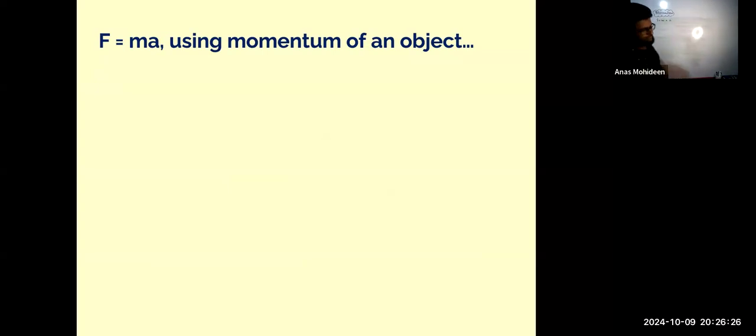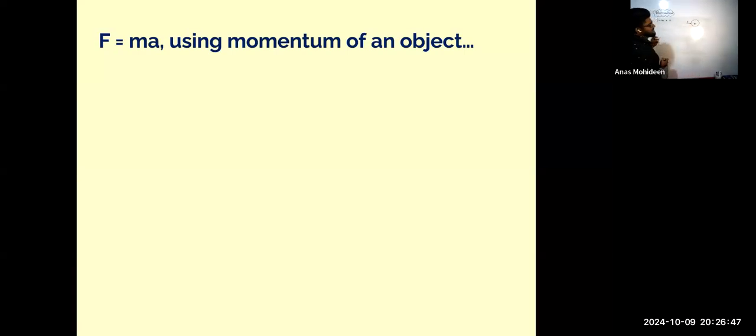So for an object, when you are applying a force, let's say this is the object. The object has a mass M and you are going to apply a force F. And we know when you give an unbalanced force, there will be an acceleration or a deceleration, depending on the direction and the force.